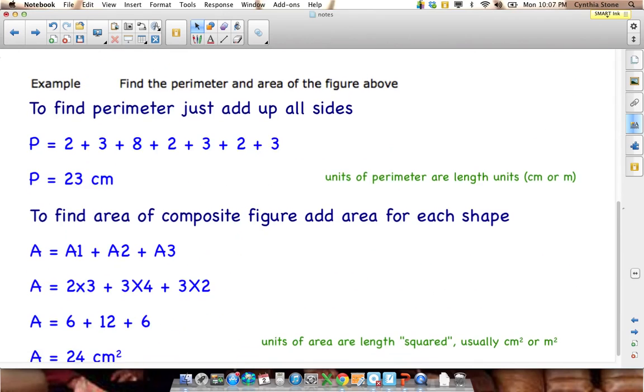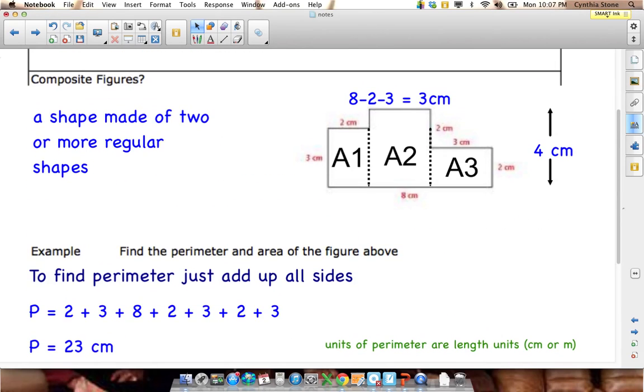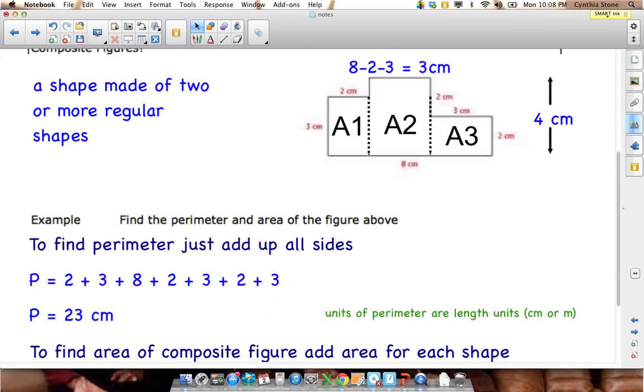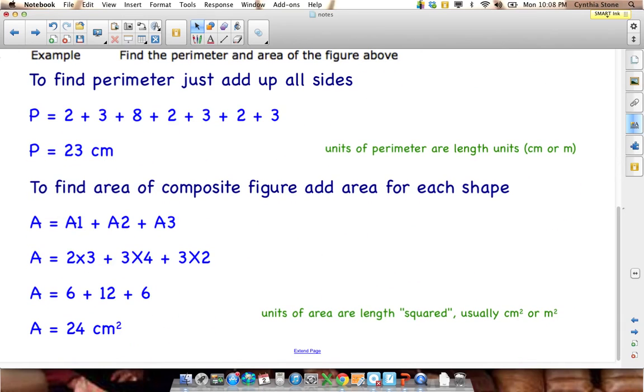So to find the area of a composite figure, just add the area for each shape. So A1 plus A2 plus A3. And then you look at each, and they're rectangles. For rectangles, it's just length times width, and I'm sure you remember that. So for area 1, it's 3 times 2. For area 2, 3 is the width, and the height is the 4. And for area 3, it's 3 and 2 again. And so you get a final answer of 24, and the unit is centimeters squared.